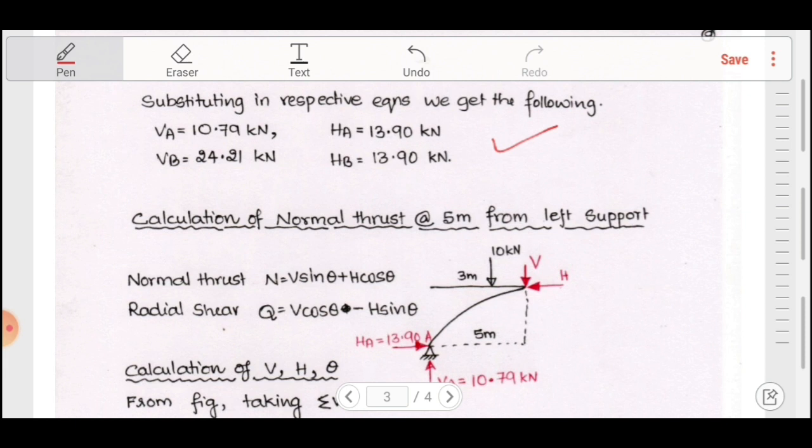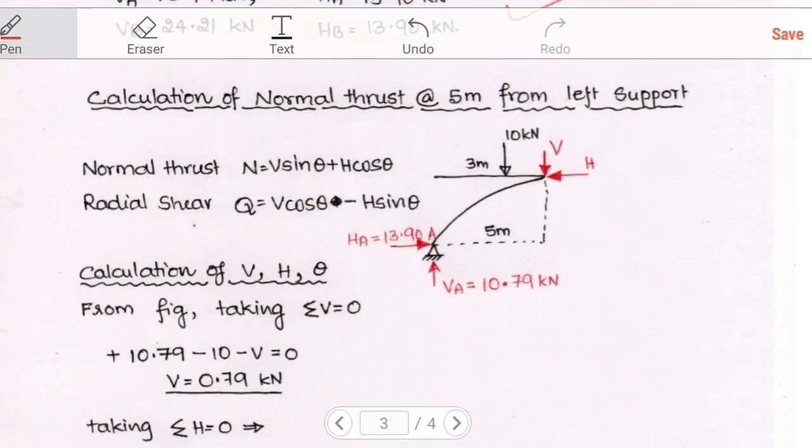Now, calculation of normal thrust and radial shear at 5 meter from left support. Whenever we consider 5 meter from left support, that comes under the smaller arch. So we have the reaction VA is 10.79 and HA I have written it is 13.90. Here the equations for normal thrust and radial shear are N is equal to V sin theta plus H cos theta. Similarly, radial shear Q is equal to V cos theta minus H sin theta. Here you need to find what is V, what is H, what is theta.